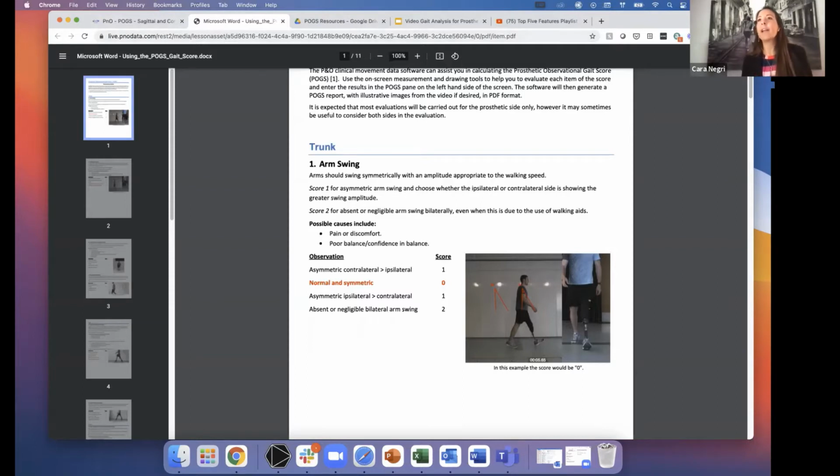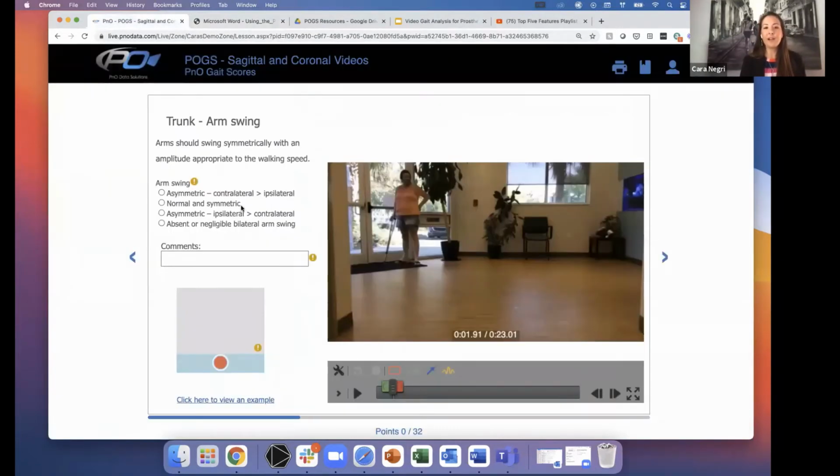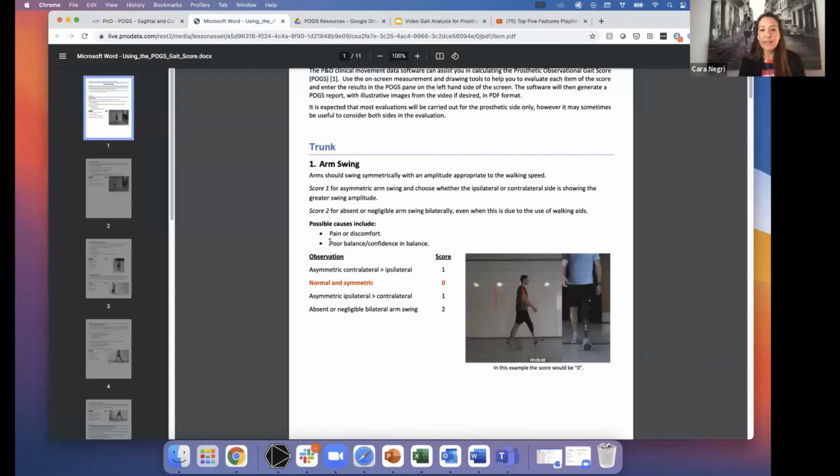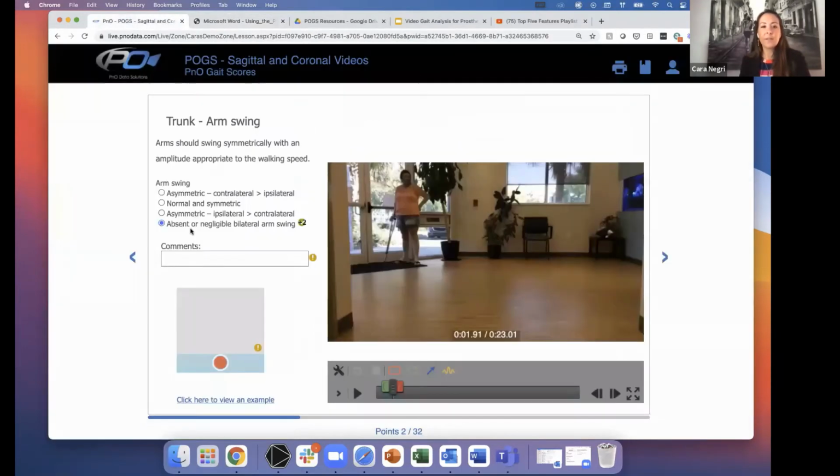So, all right, I think we've only got 2 answers. So I'm going to go with what everybody says here, which would be a 2, which is the absent or negligible arm swing. And knowing the patient, this is definitely a reason that he has said that he does not feel confident in his prosthesis. He's actually not even able to get all the way down into his prosthesis. So that's really a lot of what's going on here.